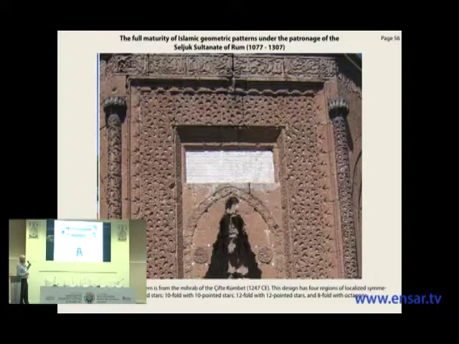This is a more complex pattern now, and it's 9, 10, and 12-pointed stars with octagons as well. So it's 8, 9, 10, and 12.